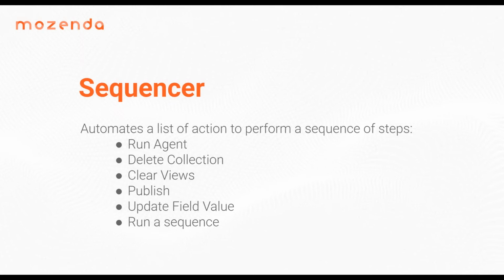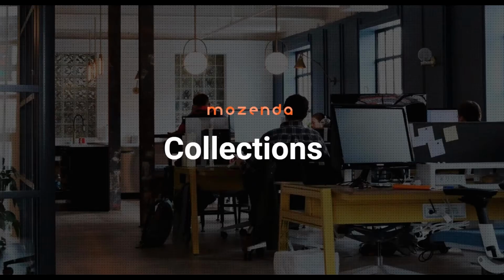We can also set a sequence of publishing to update a field value or to run a sequence. So you could have a sequence running a sequence. We're going to do this on a couple of our agents.